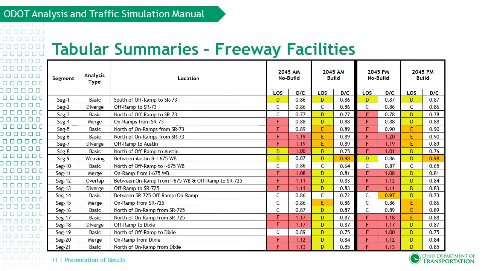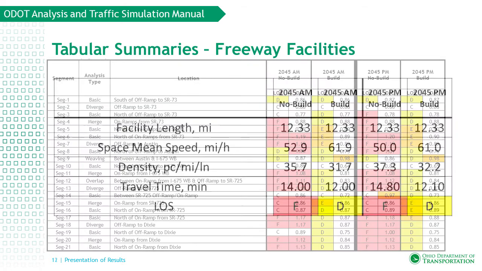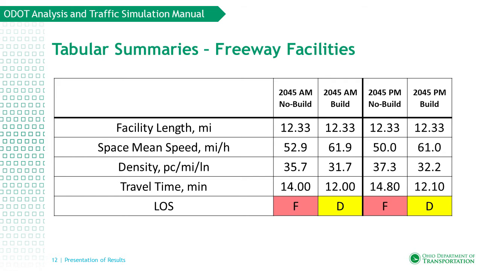This table summarizes the results for the individual freeway segments. In this table, it is easy to compare between alternatives since both the no-build and build conditions are summarized. This table illustrates the results for the overall freeway facility. It summarizes the overall metrics for the entire freeway network.